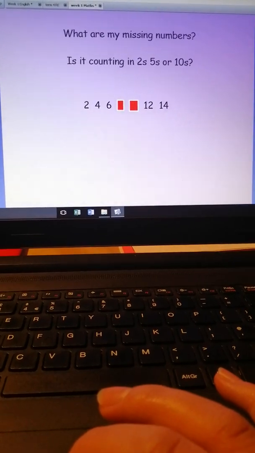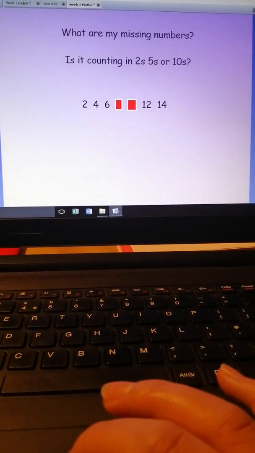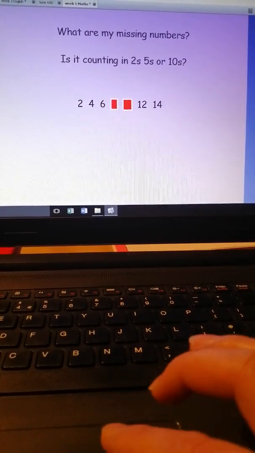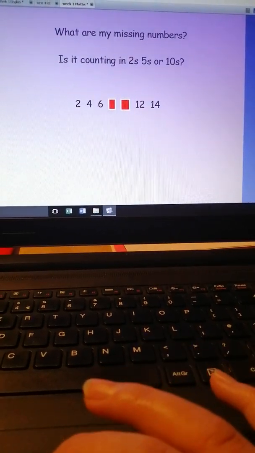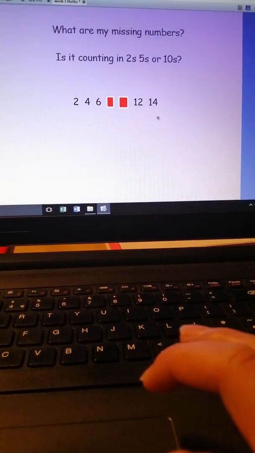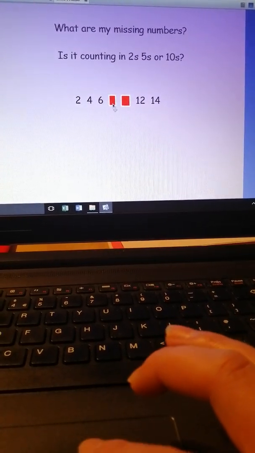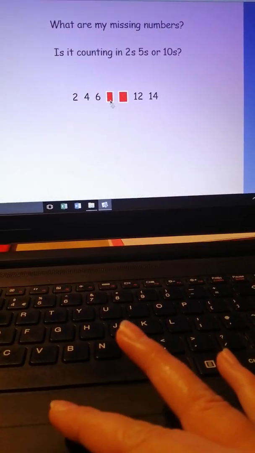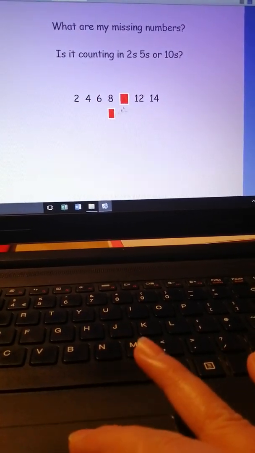So I have 2, 4, 6, 2 numbers missing, 12, 14. I know these are counting in my 2s, so my missing numbers should be 8 and 10.